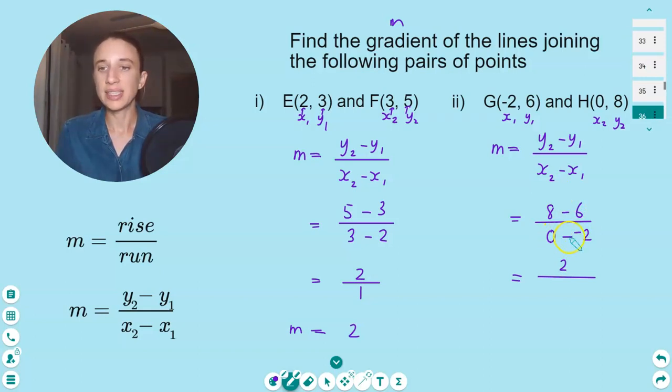Now, remember, taking a negative is the same as a plus. I'll just make a little note here. That's the same. 0 take -2 is the same as 0 plus 2. And what's 0 plus 2? Just 2. 2 divide 2 is 1. Our gradient is 1 for those two pairs of points.